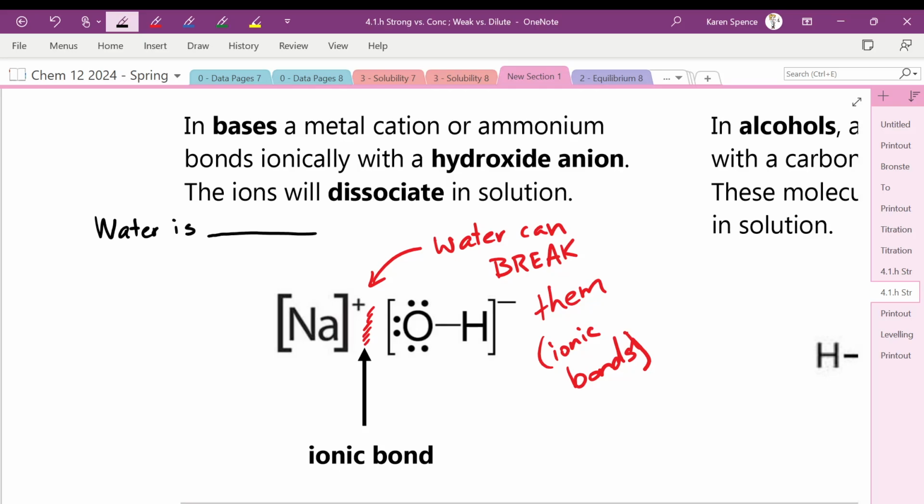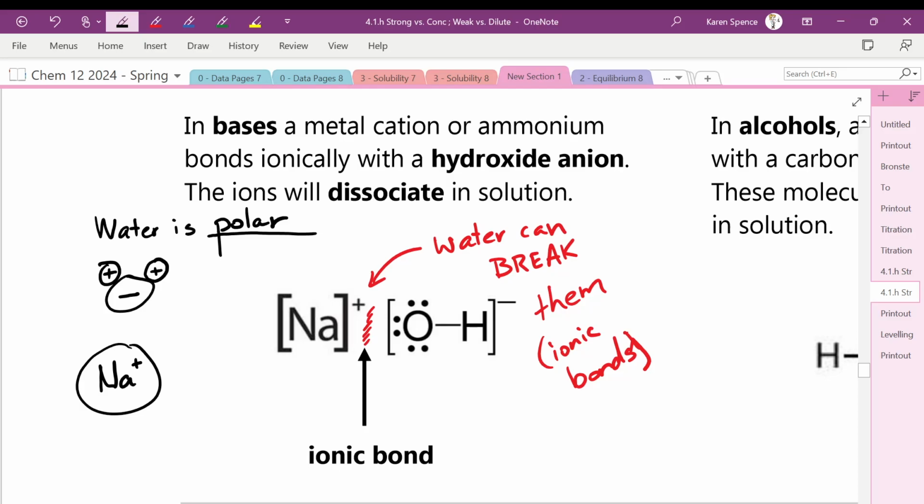Okay, Sarah, tell me about why you think water can break ionic bonds. Because of polarity in hydrogen and oxygen. Water is polar. Okay, what we've got is the slightly negative oxygen, and then the hydrogens are slightly positive. So what they can do is go in and substitute, go in and surround the Na and pull it away from the OH.